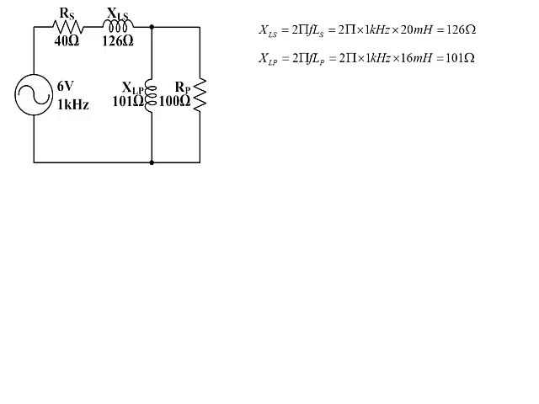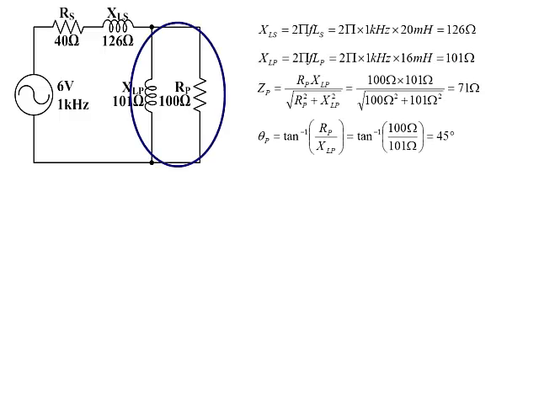Next, we will calculate the inductive reactance for the series and parallel inductors. This works out to be 126 ohms and 101 ohms. We then calculate the impedance and phase angle of the parallel section, as we need to convert the parallel resistance and inductance to their equivalent series values in order to calculate the total impedance. The impedance and phase angle of the parallel section are needed to do this, and they work out to be 71 ohms and 45 degrees.